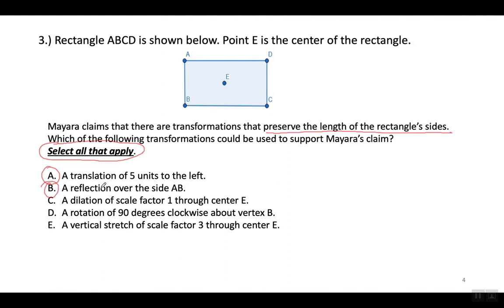However, there's one exception to that, and that is if you multiply it by 1. If I multiply the x coordinate or the y coordinate or both of them by 1, they're going to stay exactly the same. So it's not going to change the size of the shape. So a dilation of scale factor 1 does not change the size of the rectangle. It's going to stay the exact same size. Therefore, it's going to preserve the length of the rectangle's sides. So letter C is correct.